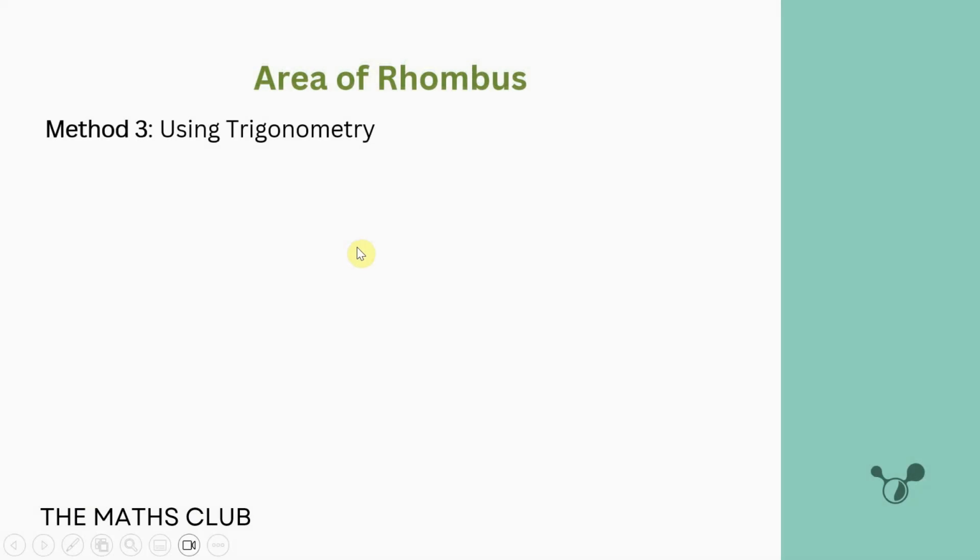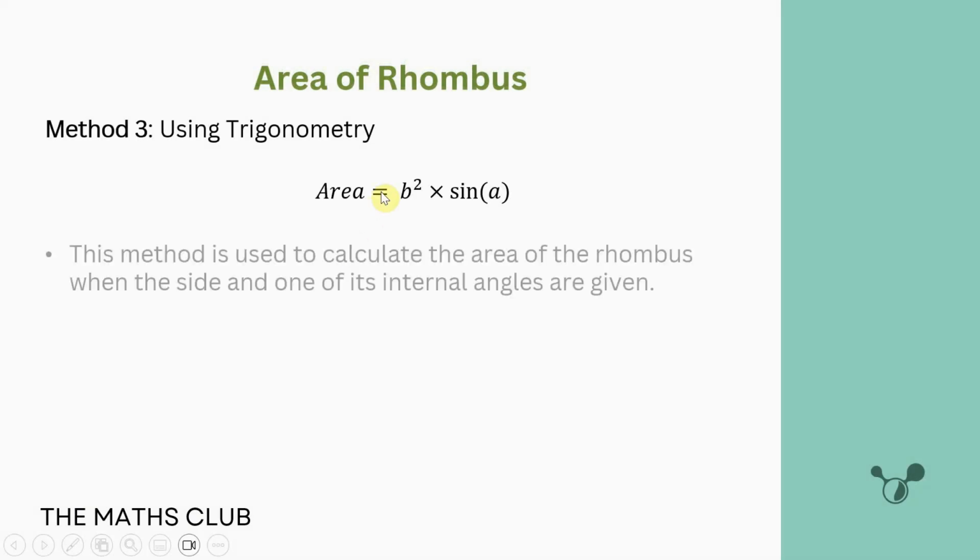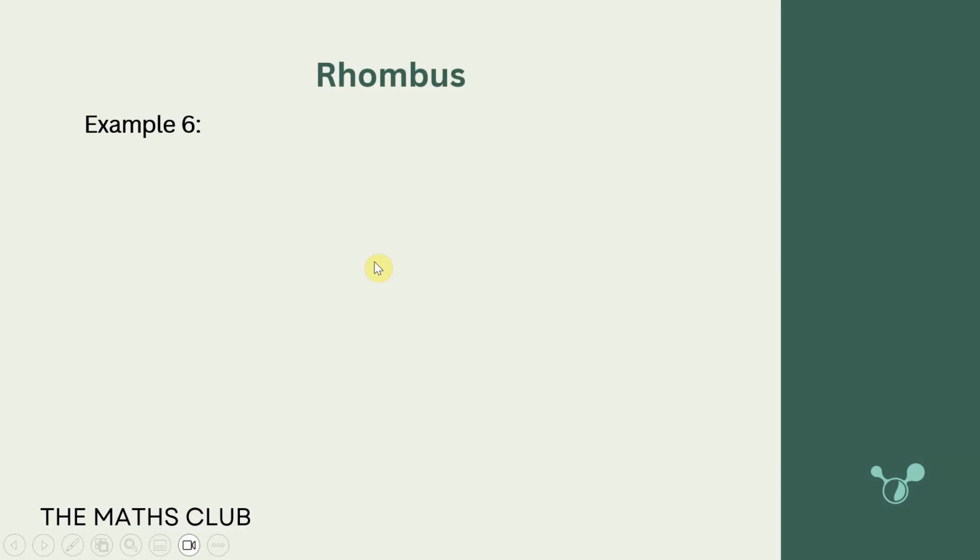And the third method is using trigonometry. So if you have one of the sides b, right, and you have one of the angles a, you could just say area is b squared times sine a. So this method is used to calculate the area of the rhombus when the side and one of its internal angles are given. Let's see the example.